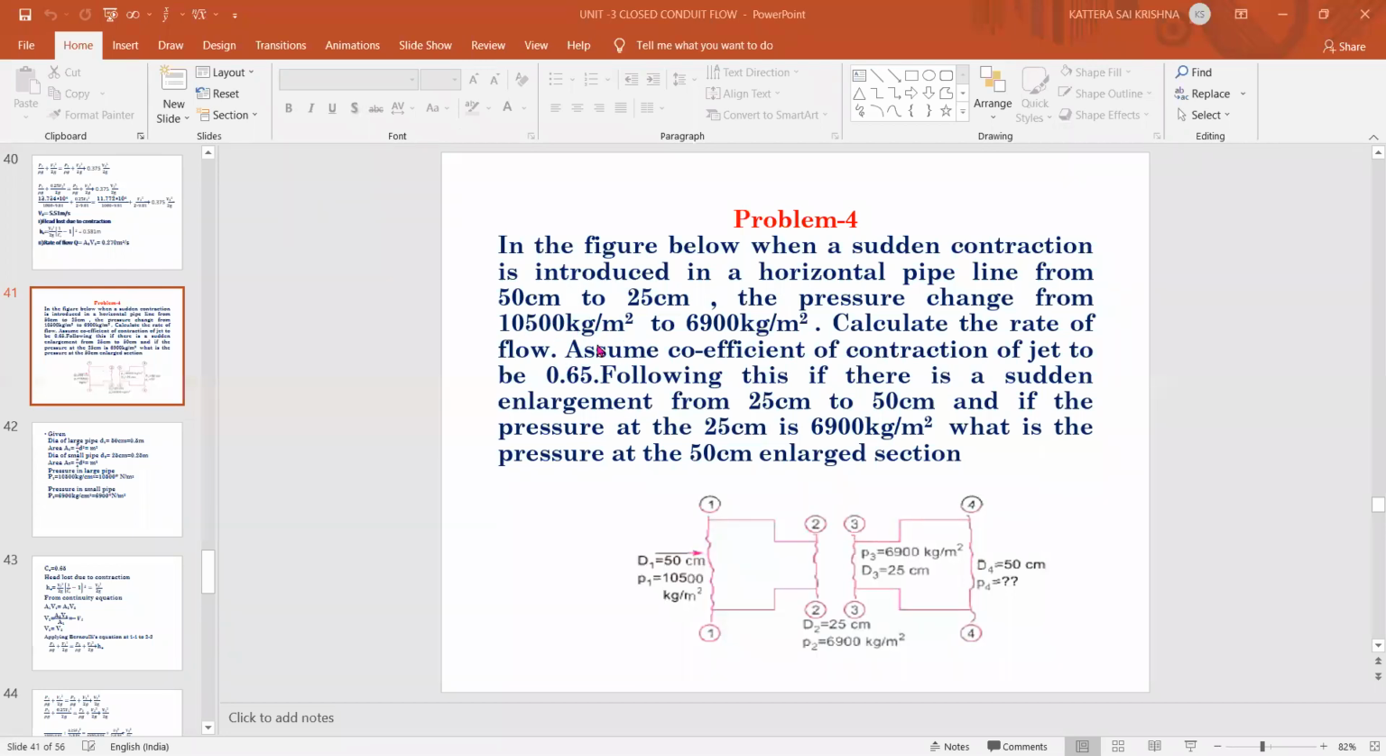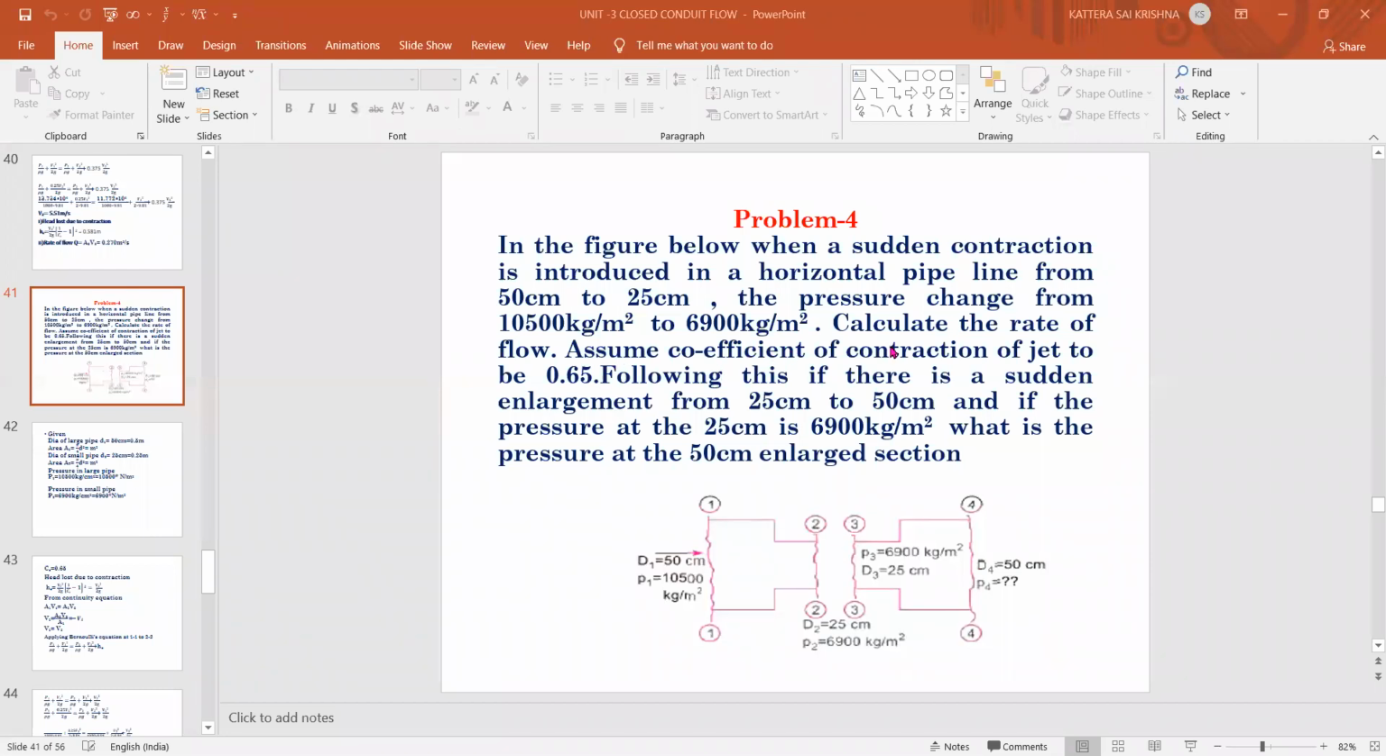What do we need to do for the conversion of kg per meter square to Newton per meter square? Multiply by 9.81. Right, very good. So we need to multiply this term with 9.81 to get the pressure in Newton per meter square. Same thing here. This is the pressure inside the 50 centimeter diameter pipe, so that is pressure 1. This is the pressure in the second pipe, which is the smaller diameter, that is 6900 kg per meter square. Right. So what he's asking here is to calculate the rate of flow, the discharge in the pipe.